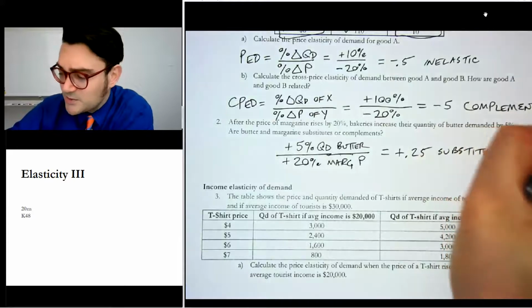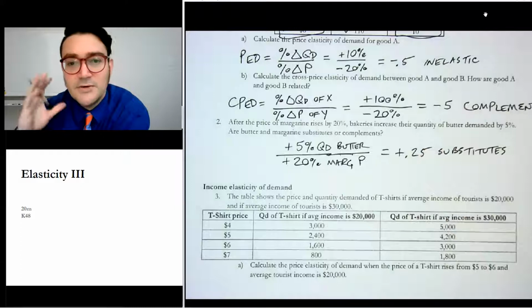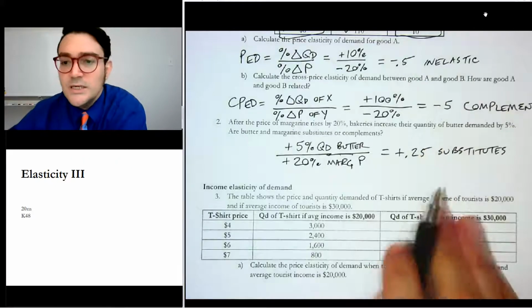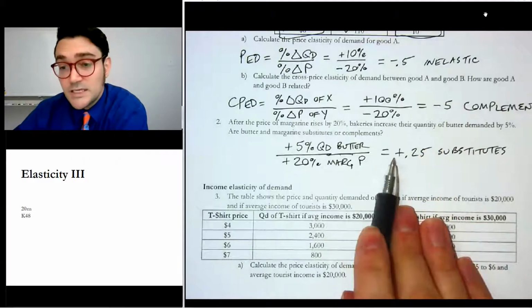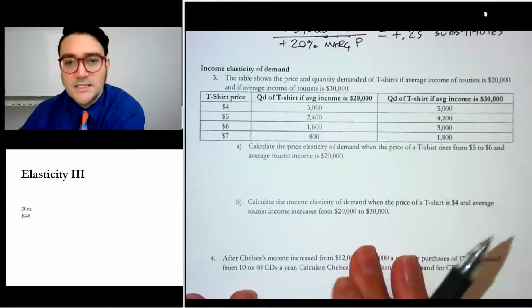They're weak substitutes, as it turns out, for bakeries, because bakeries typically buy a certain amount of butter, and they probably buy a certain amount of margarine no matter what. They probably just use those. So we'd say, though, that because of the positive sign, they are relatively substitutes. All right, let's take a look at income elasticity of demand.